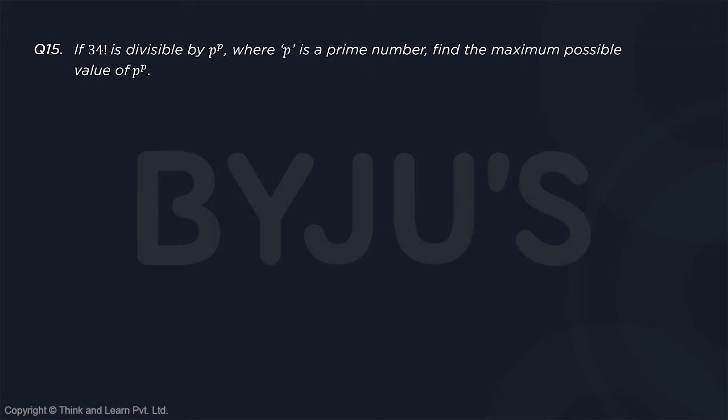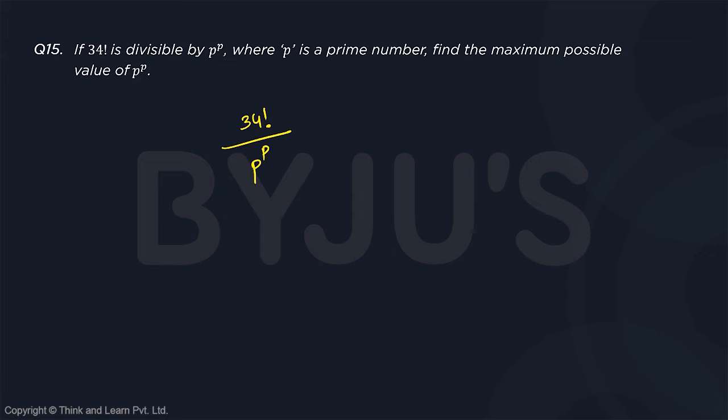If 34 factorial is divisible by p^p, where p is a prime number, find the maximum possible value of p^p. So 34 factorial is divisible by p^p, where p is a prime number. Find the maximum possible value of p^p. So we basically need a prime number to the power of a prime number.